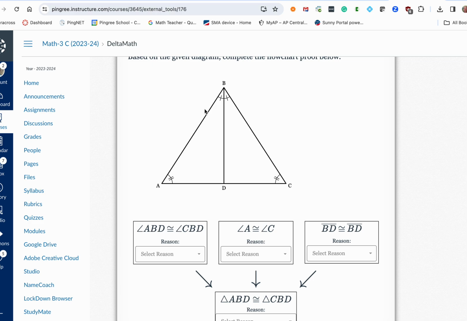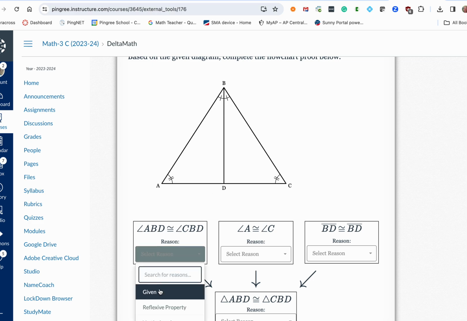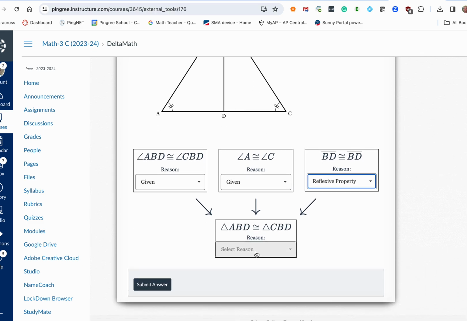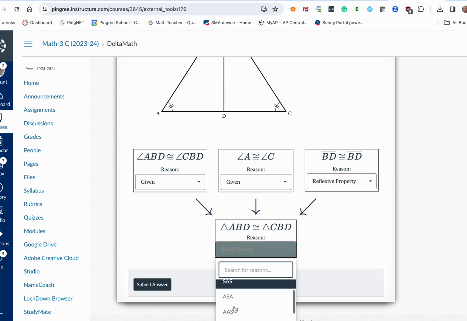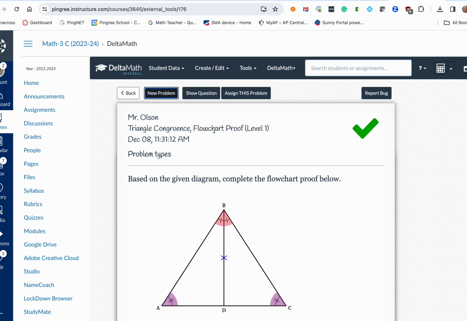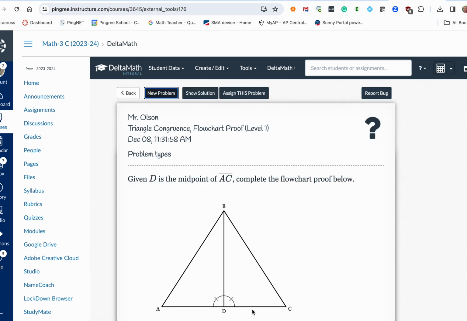So actually, let's do this. Angle ABD. That's this one up here. And that is given. Angle A and C is also given. Then this is congruent to itself. That's reflexive. And then the reason is angle, angle, side. Angle, angle, side. Similar to the last one.